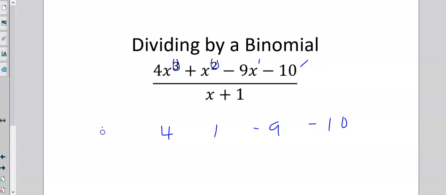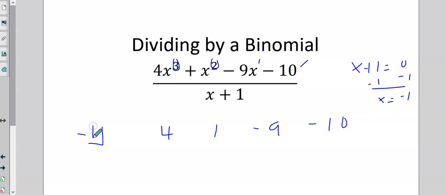Okay? We're going to put a box here, like so. So with x plus 1 equals 0, minus 1, our number is negative 1. That's the number that goes in the box. Now we're going to draw a line. This is going to come straight down. We just drop it, 4.